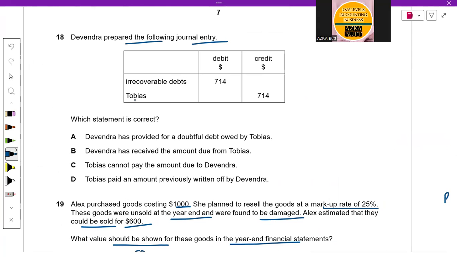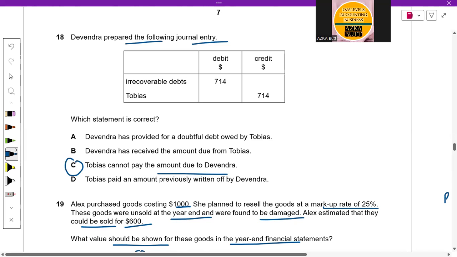Basically, the journal entry indicates that an amount of 714 has been debited to irrecoverable debts, or bad debts, and credited to Sobia's account. A debit to irrecoverable debts means that the debt is considered uncollectible, while a credit to Sobia's account means that Sobia's balance is being written off from the accounts receivable. So this indicates that Sobia cannot pay the amount due. So the vendor is writing off the debt as it is irrecoverable. So that's why the C option is the right option, because Sobia cannot pay the amount due to Devendra.